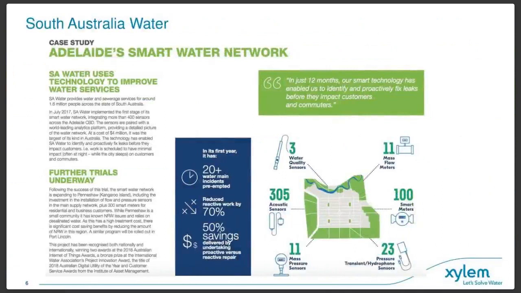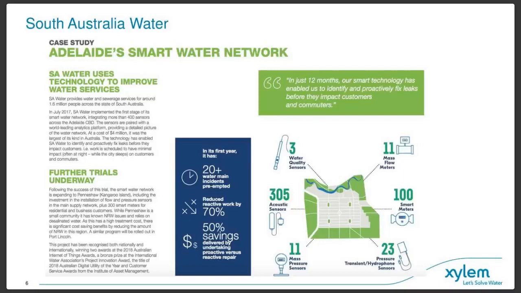So I want to give a few examples of where this has been valuable across the world. The first one I'd like to pick up on is the South Australia water in Adelaide. They embarked on an initiative a year ago or a couple of years ago, to heavily instrument their central business district with a lot of smart water network instrumentation. So that means acoustic sensors to listen for leaks, flow meters to understand all the volume going into the area, smart meters, water quality sensors, and also pressure, transient, and hydrophone sensors.